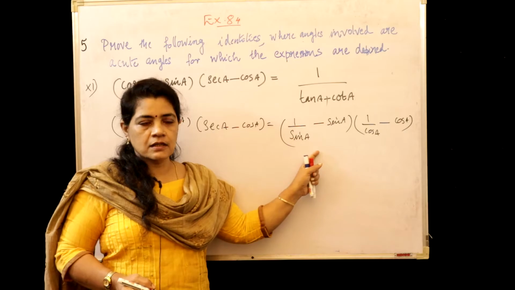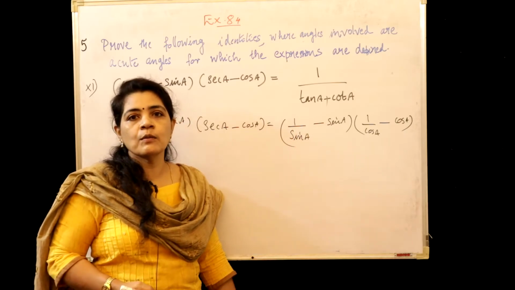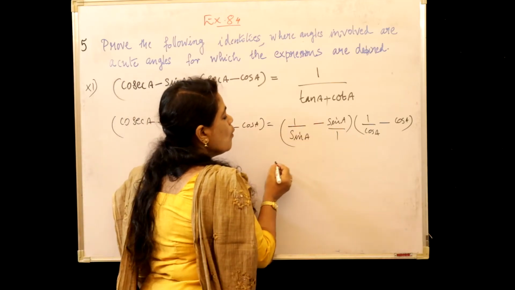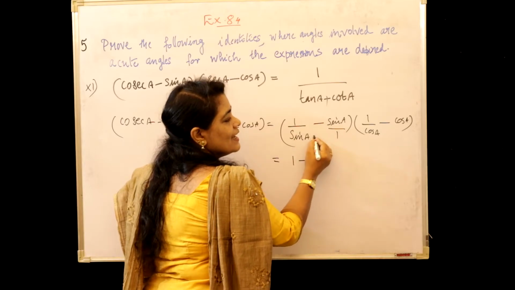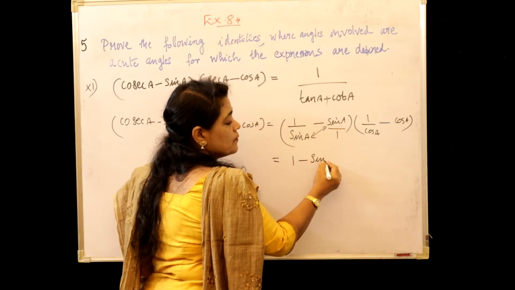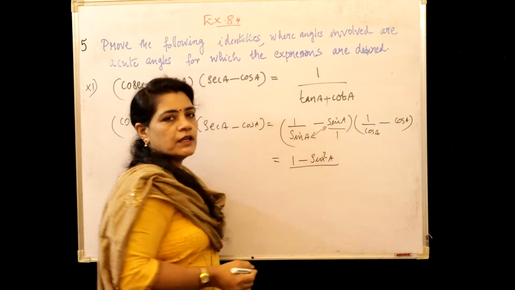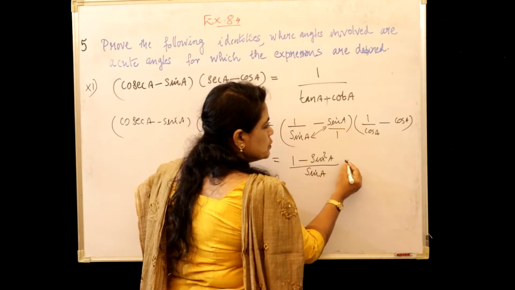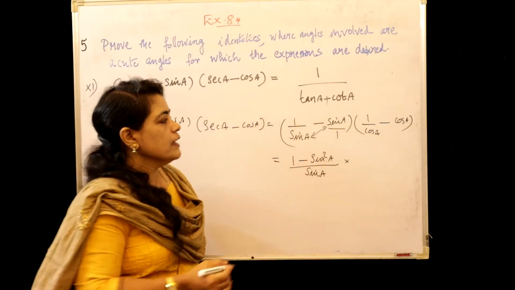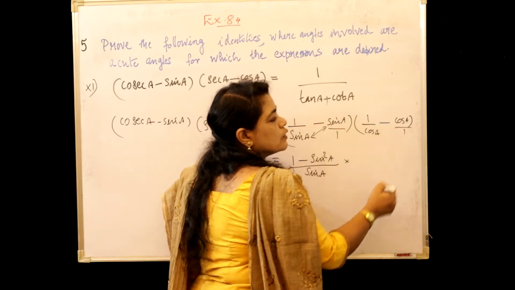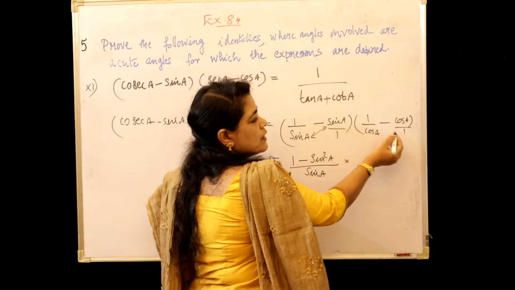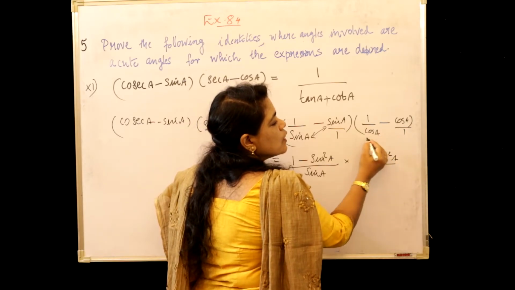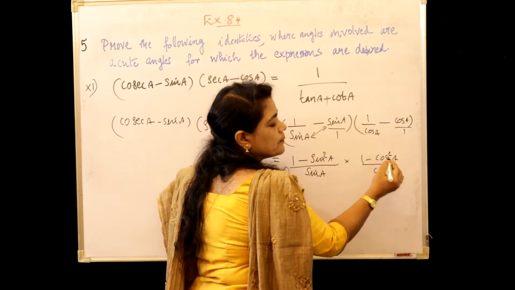We can simplify this first bracket, that is 1 by sin A minus sin A. You can treat this as sin A by 1 and do cross multiplication. 1 into 1 is 1, minus sin A into sin A, sin square A, divided by the product of the denominators. Sin A into 1 is sin A. Into, the same way we can write here the denominator as 1 for the cos A second term. So cross multiplication, 1 ones are 1 minus cos A into cos A, cos square A, divided by cos A into 1, which is cos A.